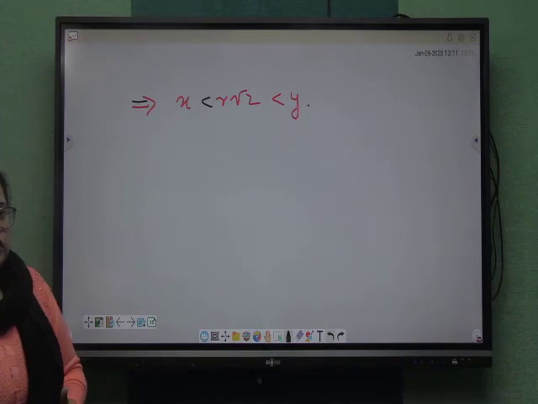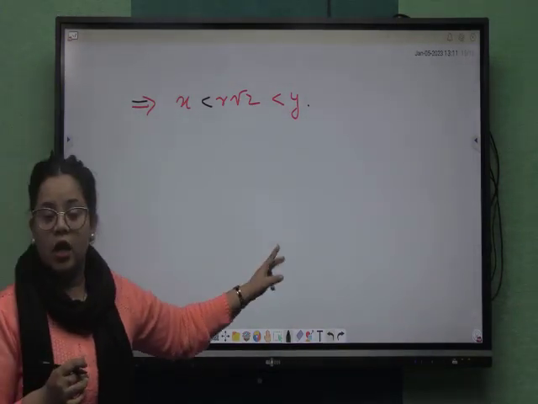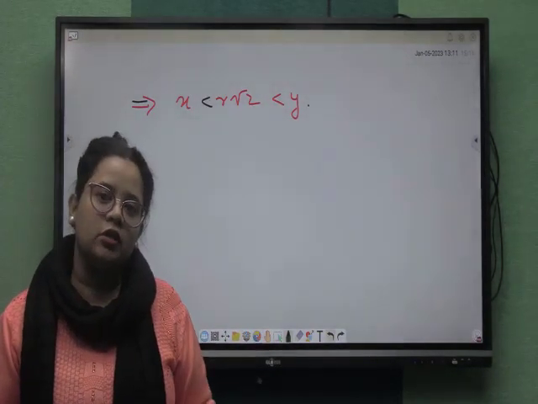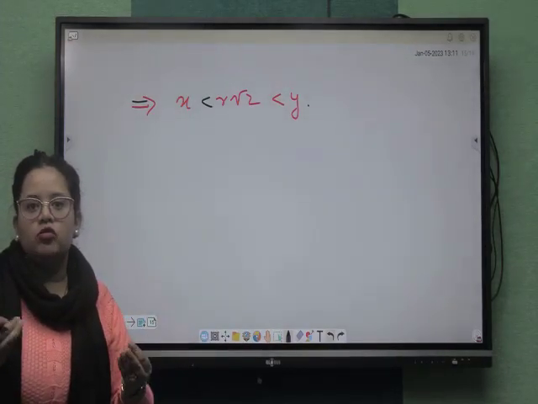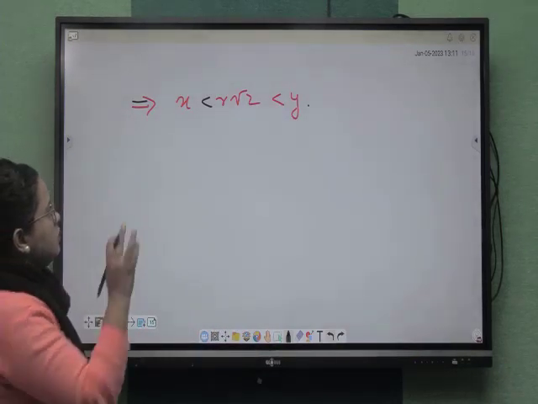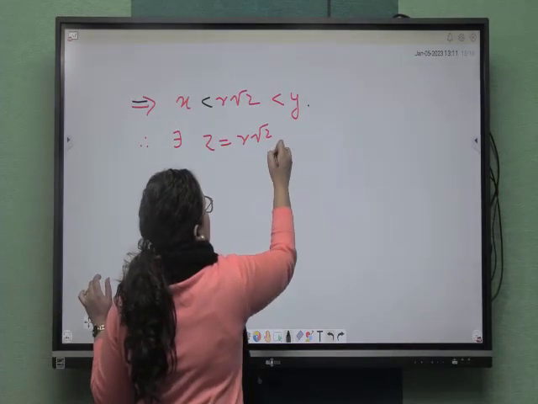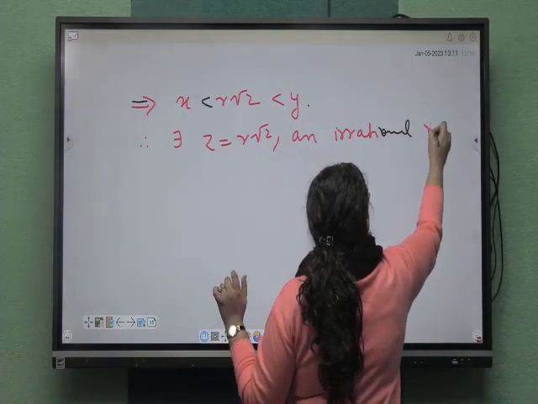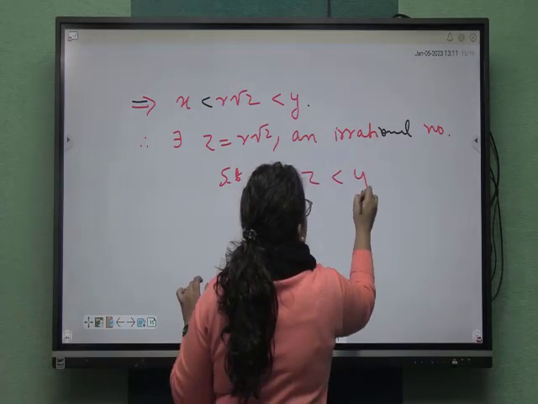Now you have obviously done in your 10th standard, I guess, that R root 2 is an irrational number. R is a rational number, root 2 is an irrational number, then R root 2 would be an irrational number. The proof is very simple. Assume it to be P by Q. Doing this you will be able to prove that root 2 is rational, which is a contradiction. So this is irrational. Therefore there exists z equals R root 2, an irrational number such that x is less than z is less than y.